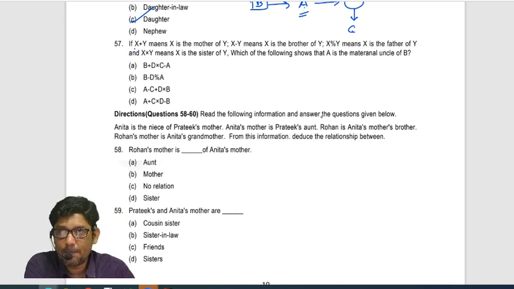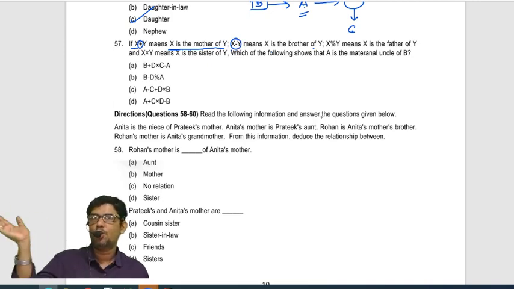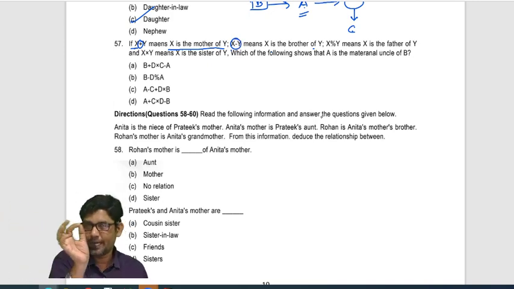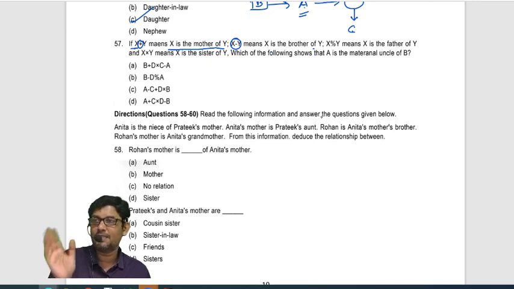This is what a coded puzzle is. X plus Y means X is the mother of Y. X minus Y means X is the brother of Y. We need to focus only on plus and minus, not on X and Y. If plus means what? First person is mother of the second person. Minus means what? First person is brother of the second person. This is what we need to understand.